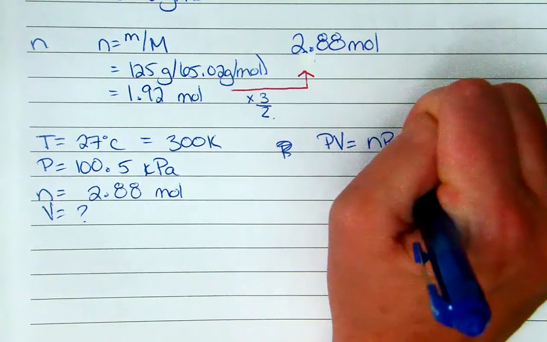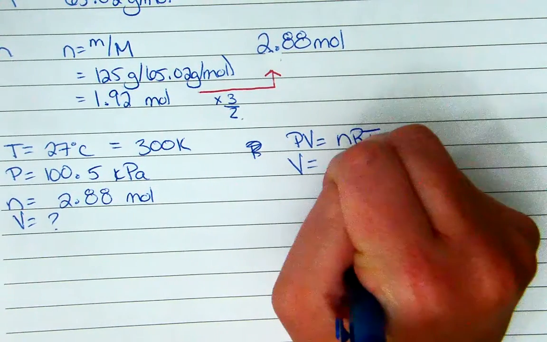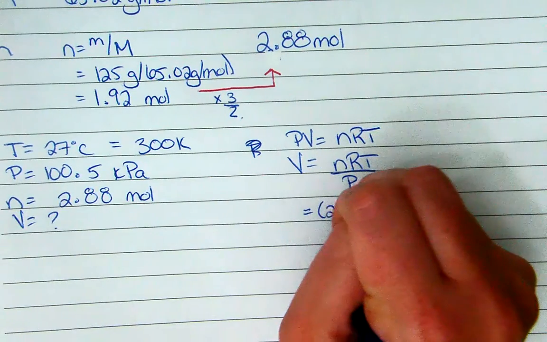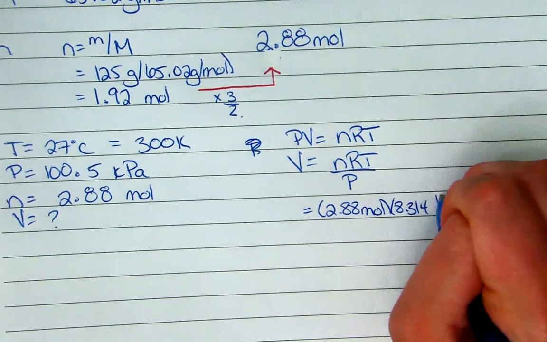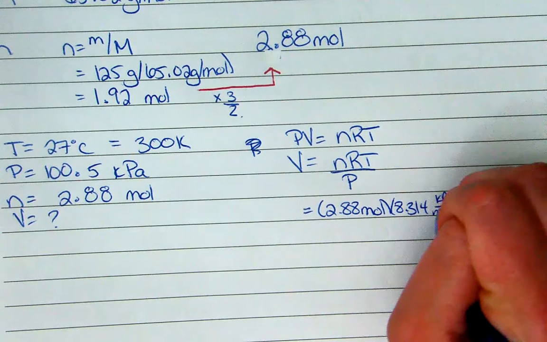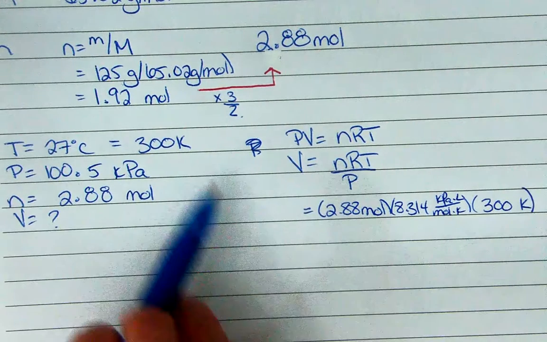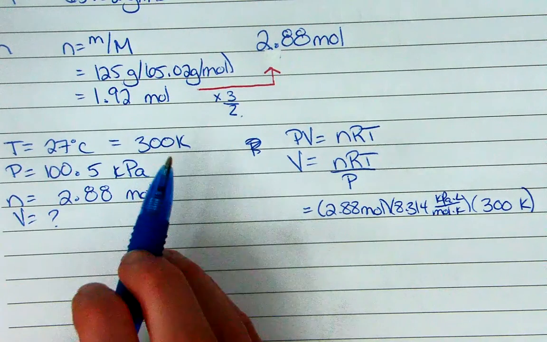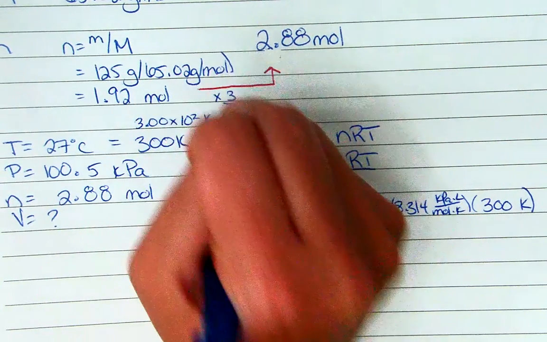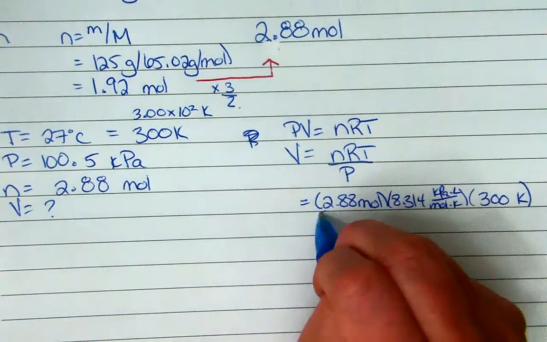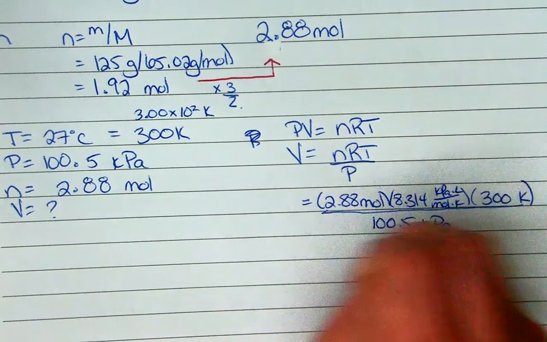PV equals nRT. So V will equal nRT divided by P. 2.88 moles times 8.314 kilopascal liter over mole Kelvin times 300 Kelvin. I'm aware that it looks like this is only 2 sig digs right now, guys. We may need to envision that as 3.00 times 10 to the 2 Kelvin, right? Divided by 100.5 kPa.